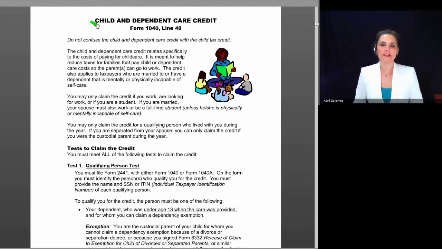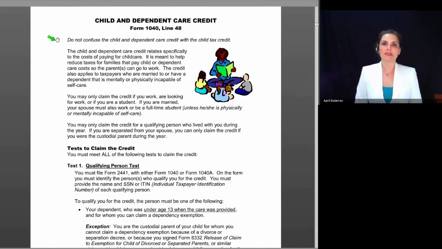Dependent Care Credit. This credit is claimed on the Form 1040, Long Form 1040 on Line 48. It is possible to claim it on the short form as well, but when I teach, I always teach based on the long form. Now, the first word I have for you is do not confuse the Child and Dependent Care Credit with the Child Tax Credit.